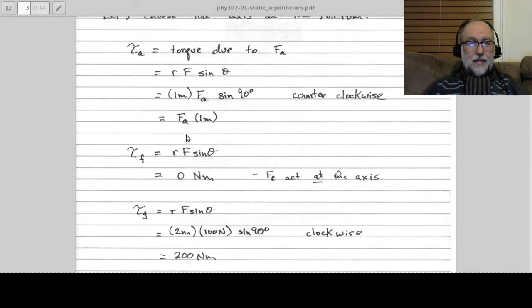And then when I multiply this all out, I'm going to get Fa, which is an unknown, multiplied by 1 meter. And I left the 1 meter there just to carry the units. Maybe I should just remind you what the units are for torque.